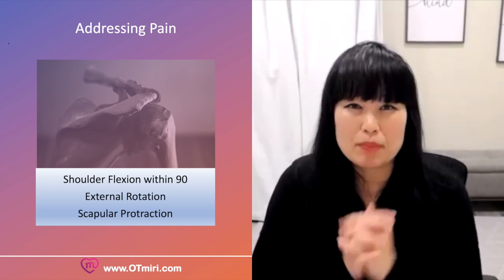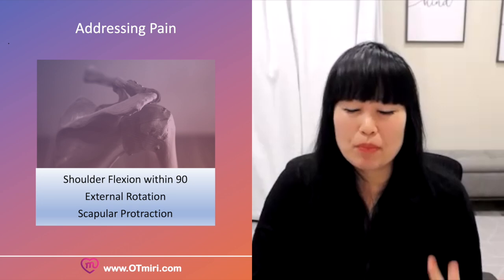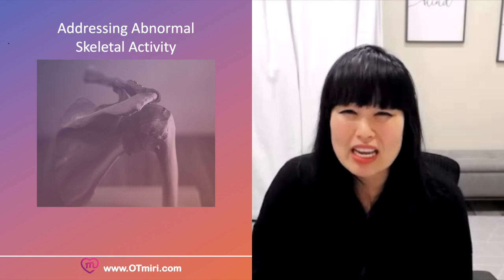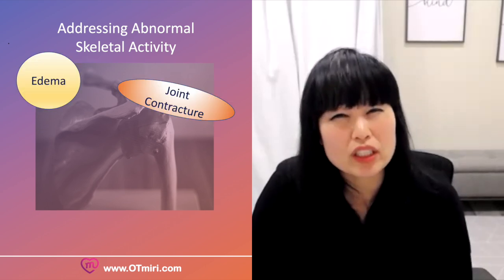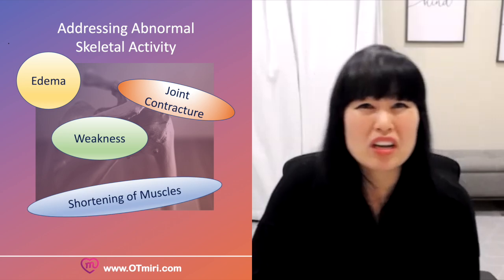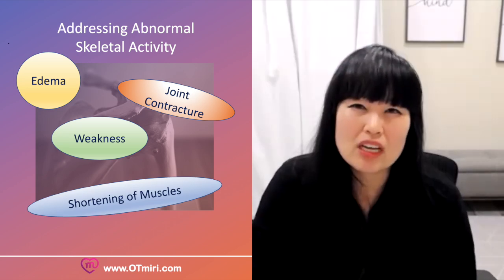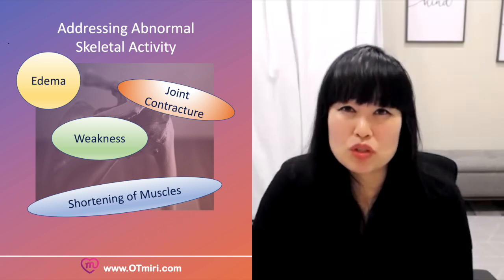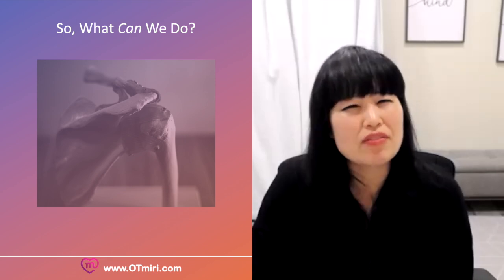Now, aside from shoulder subluxation and pain, we discussed some other upper extremity impairments in my first video that are related to abnormal skeletal muscle activity, right? And if you remember, edema, joint contracture, weakness, and shortening of muscles were some of the secondary complications that result from abnormal skeletal muscle activity. So, what are some of the things we can do to prevent these complications? Well, for one, we have to continuously assess our patients and monitor them to see if there's fluctuation in their tone. We do that because we want to grade our activities accordingly.